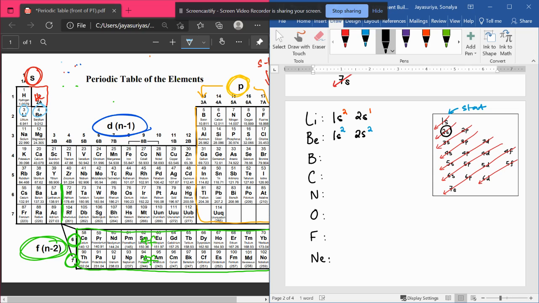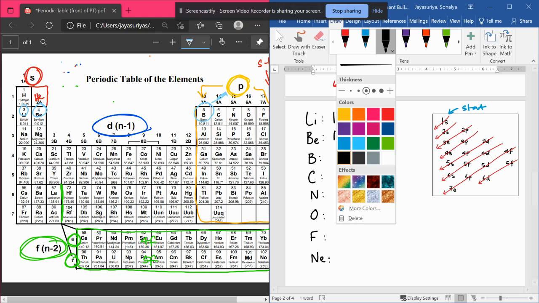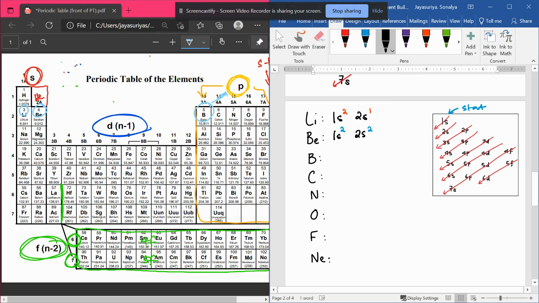Now we're going to do boron. What period is boron in? Second period, because we're doing row 2. What block is boron in? Boron is actually in the P block. So that means I must stop at 2p. So 2p is right here. That's my stopping point. I go back to the start. So I write 1s. Then comes 2s diagonally down. Then 2p. How many electrons in boron?